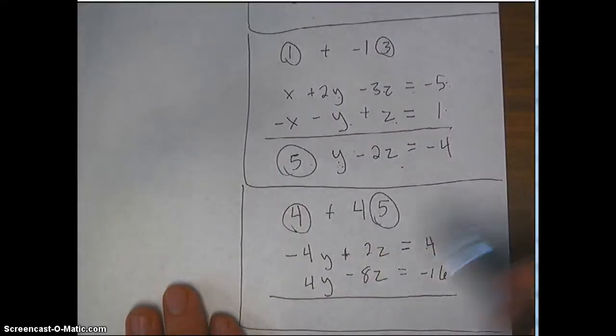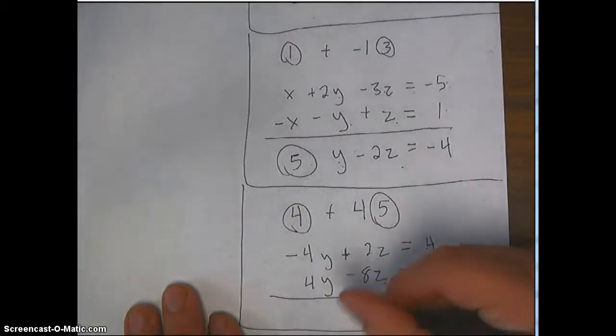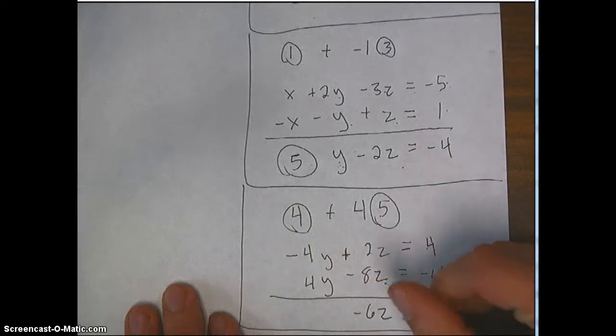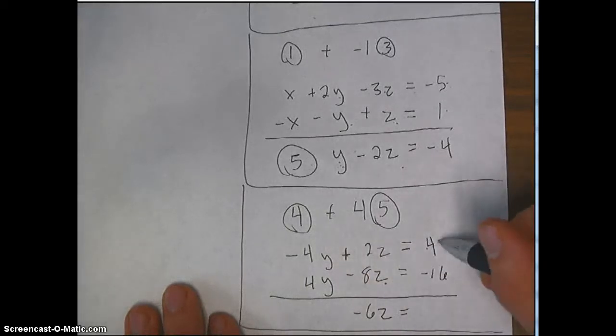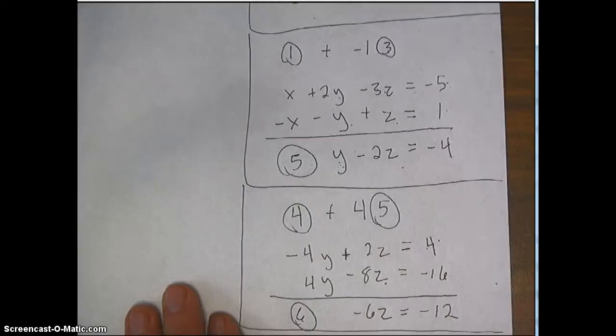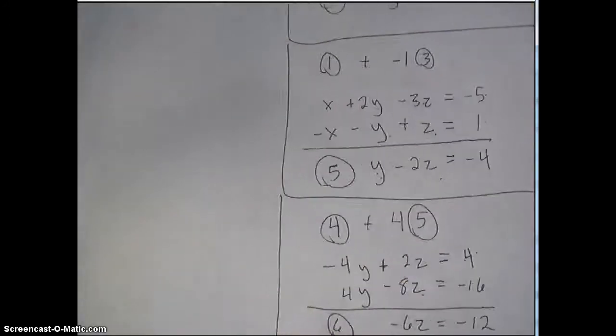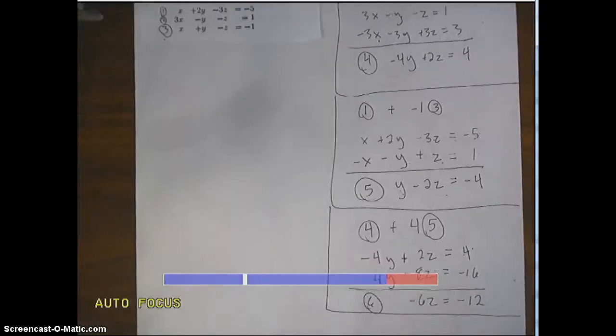So when I add them, negative 4y plus y is just 0y. 2 plus negative 8z is negative 6z. And that's going to be 4 plus negative 16 is negative 12. I'm going to call that equation 6. All right. So now we got 3 new equations here, 4, 5, and 6.